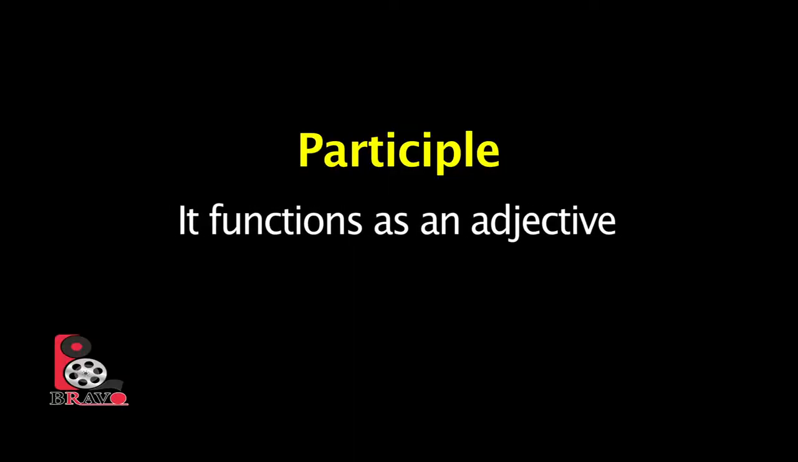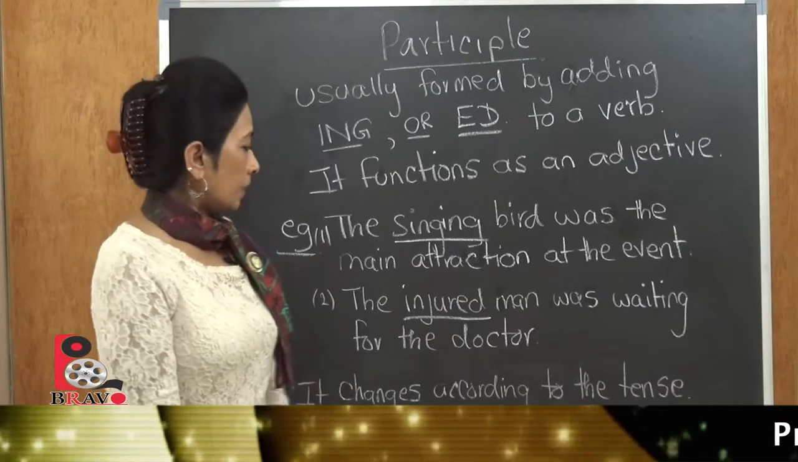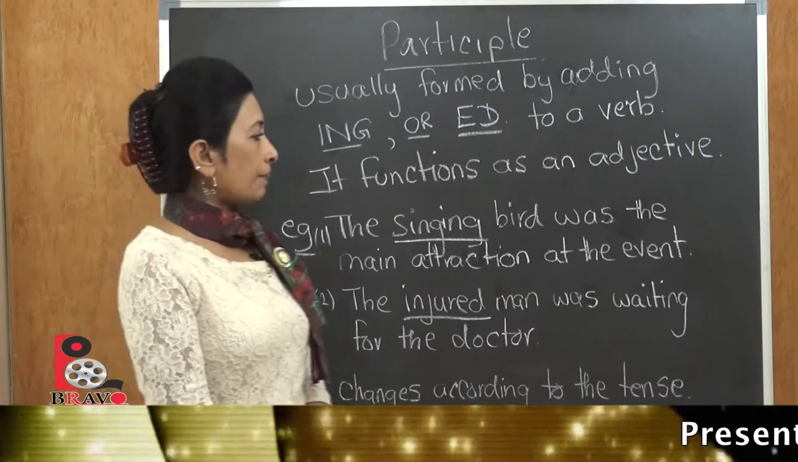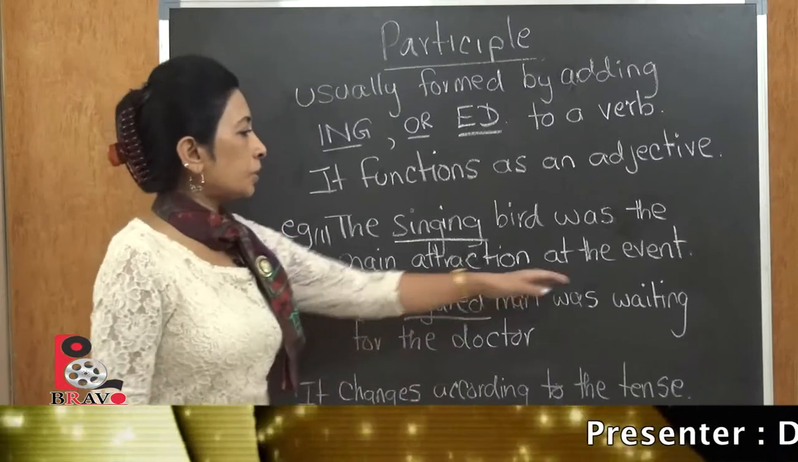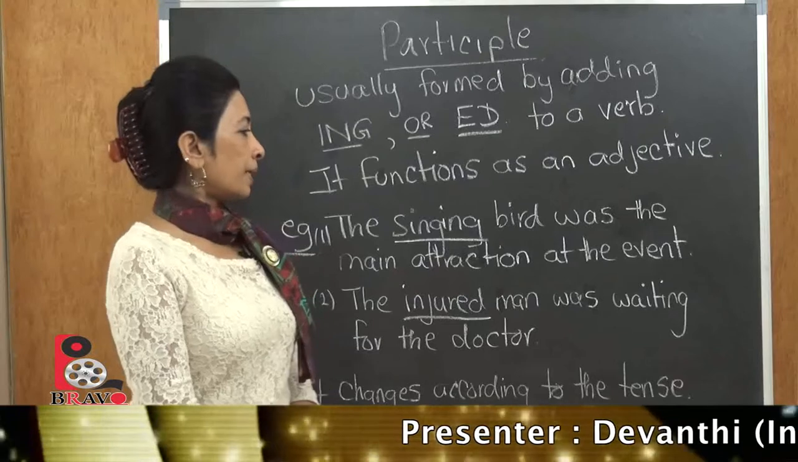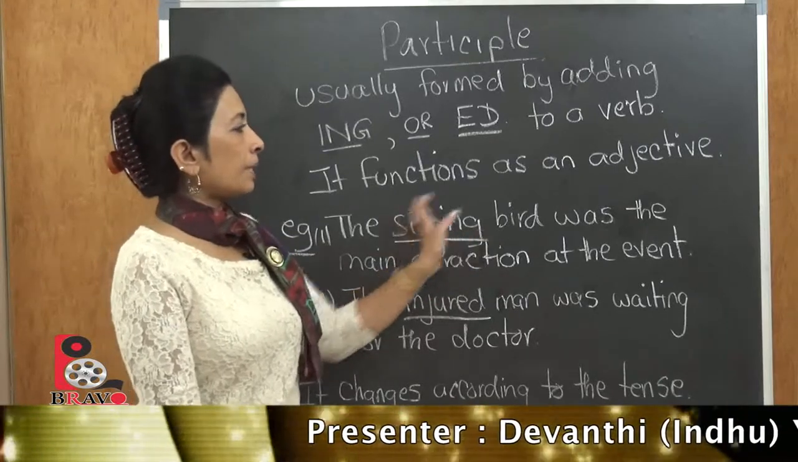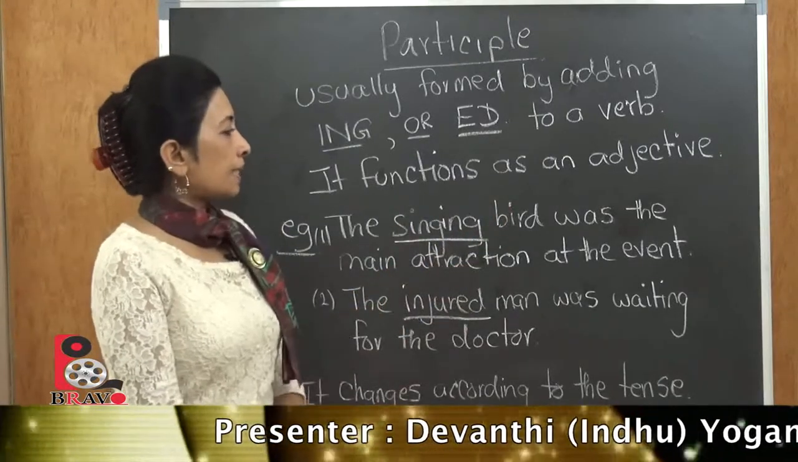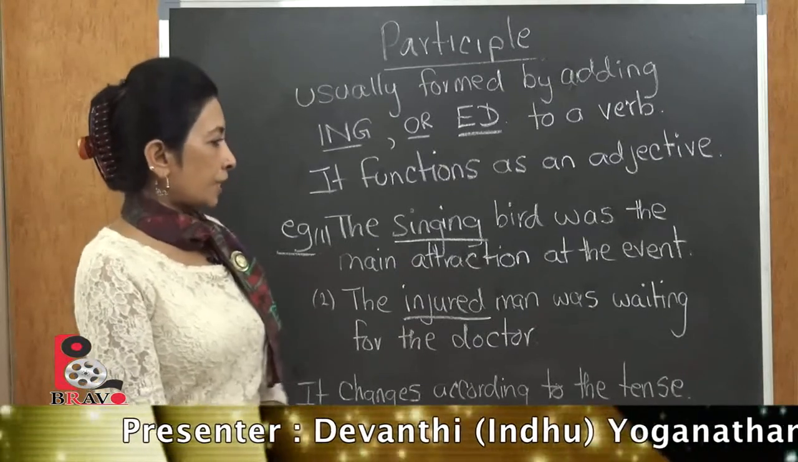So a couple of examples I'll show you right now: the singing bird was the main attraction at the event. Now sing is the verb here. The moment it becomes singing, it becomes the adjective. So it says the singing bird was the main attraction at the event.